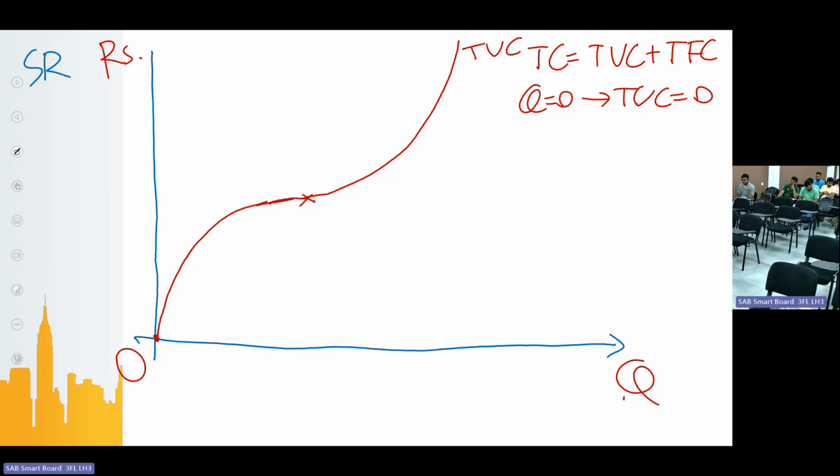Fixed cost is the curve next we are going to draw. Total fixed cost does not vary, does not change with the output level. It's always fixed. Let's say the total fixed cost is 4,000 rupees. So here it's 4,000.